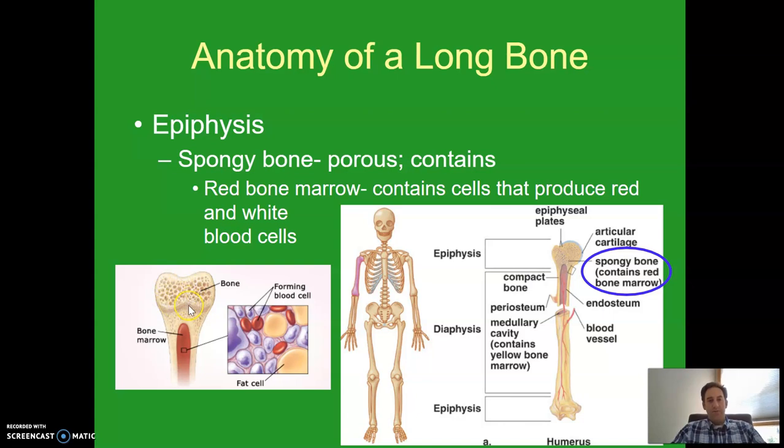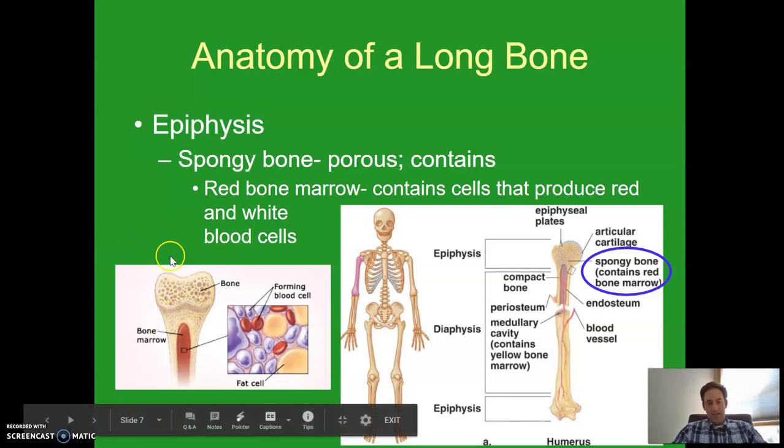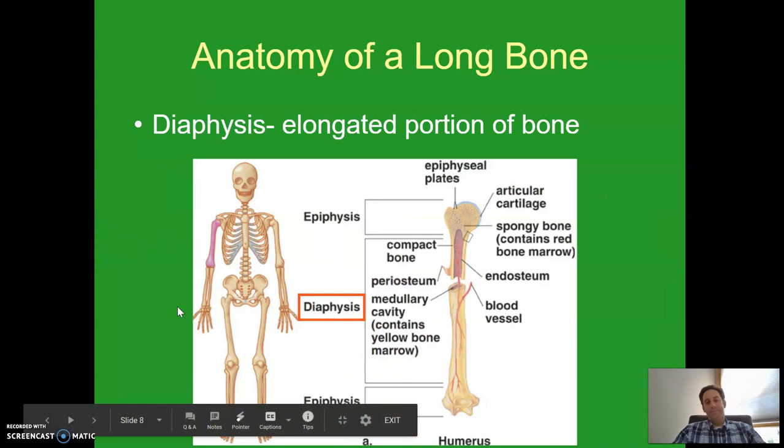Well, why does it have pores? Well, there's stuff in those pores, and the stuff in those pores is called the red bone marrow. And the red bone marrow contains cells that produce both red and white blood cells. There's kind of a common misconception that since it's red bone marrow, it only produces red blood cells. Not true. It produces both red and white blood cells. So again, living, breathing cells inside the bone.